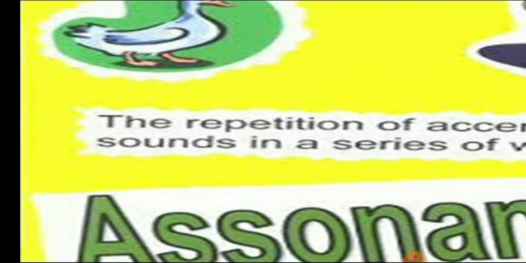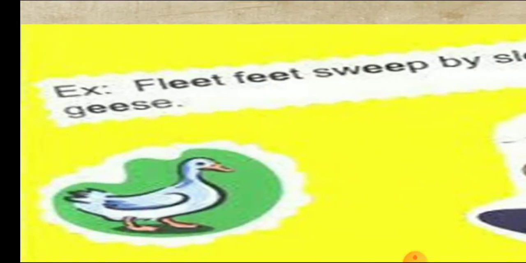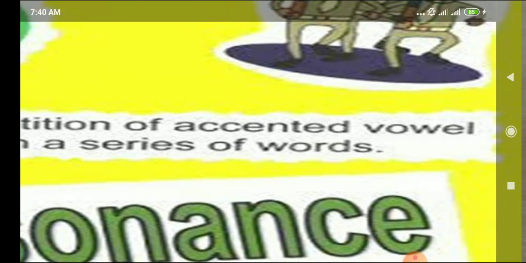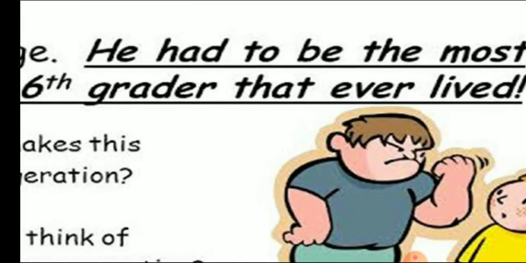Fleet, fleet, sweep by sleeping geese. So here, there is repetition of accented vowel sounds in a series of words. So what figure of speech is employed here? It means assonance. That is, when the vowel sound is repeated in a series of words in the given line, then the figure of speech employed is assonance.